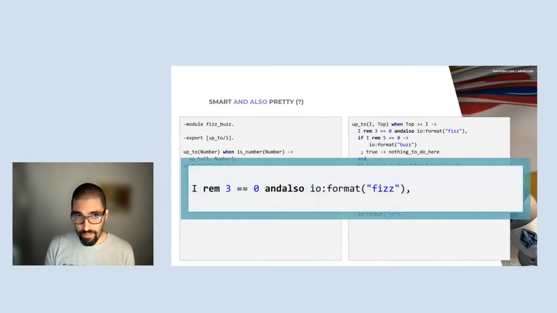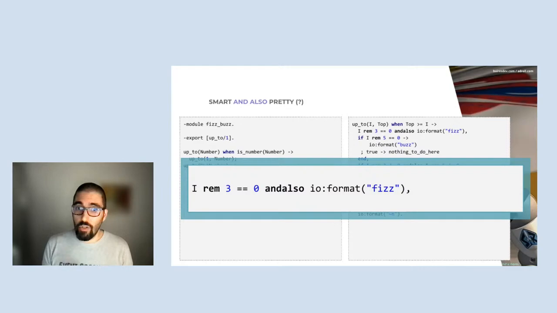What did we do? We turned an if with an else with an else that we didn't want into something that is a Boolean expression, but it's short-circuiting. So if the first part is false, then the whole expression is false, and the right side of andalso is not evaluated. And if the left part is true, the right side of andalso is evaluated.